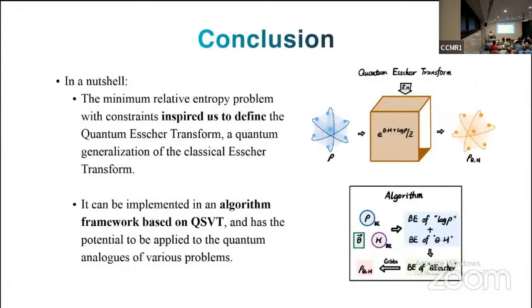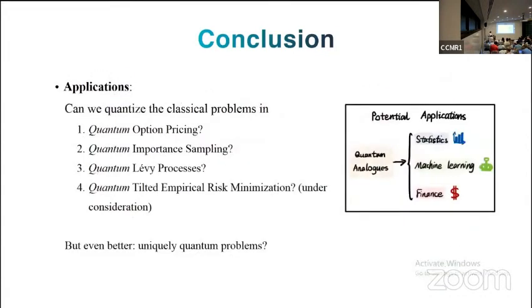gives the story: the minimal relative entropy problem with constraints invites us to define the quantum Esscher transform, a quantum generalization of the classical Esscher transform, and we show that it can be implemented with the singular value transformation technique, which constructs the algorithm framework. And then I also leave some open questions about applications from the classical problem.